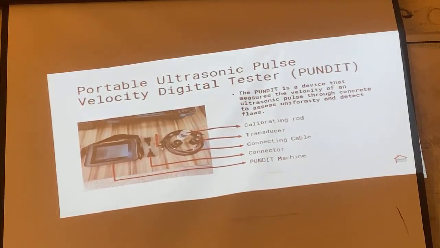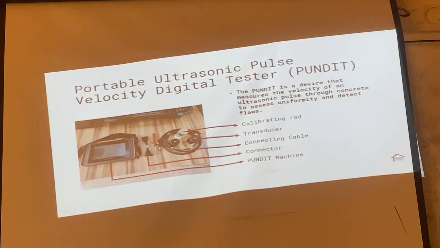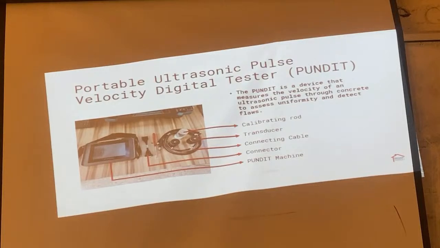So if you open up that box, these are what you're going to find inside. You're going to find a calibrating rod, a pair of transducers, a connecting cable, a connector, and the elephant in the room, the pundit machine. So what is the pundit? The pundit is a device that measures the velocity of an ultrasonic pulse through concrete to ascertain uniformity and detect flaws.